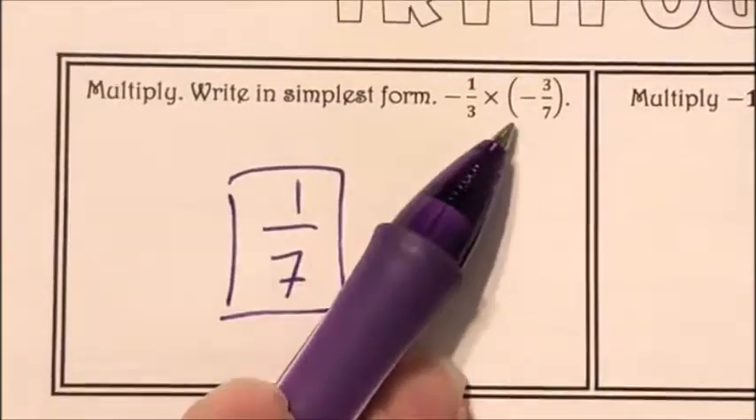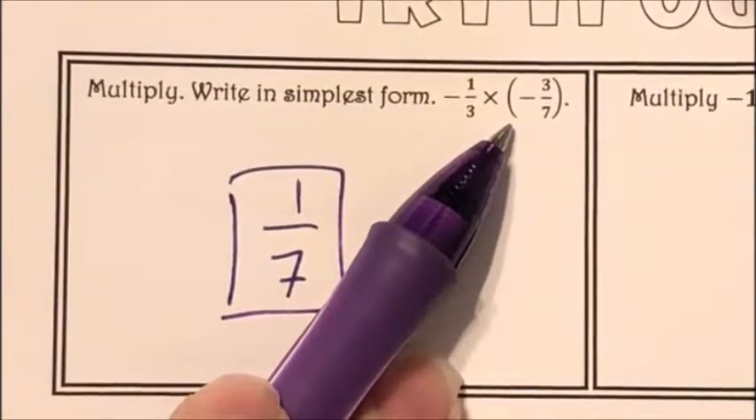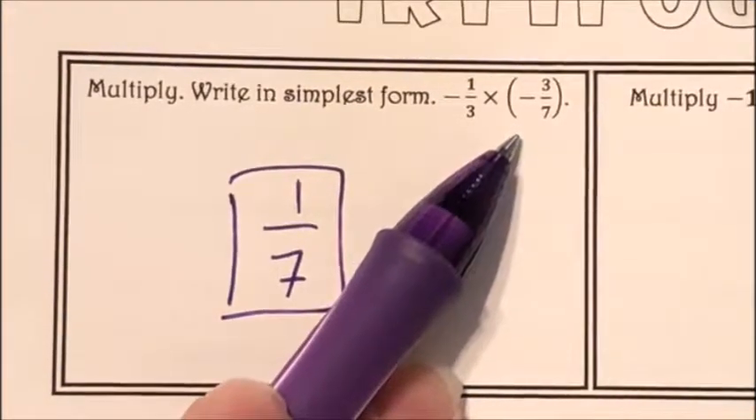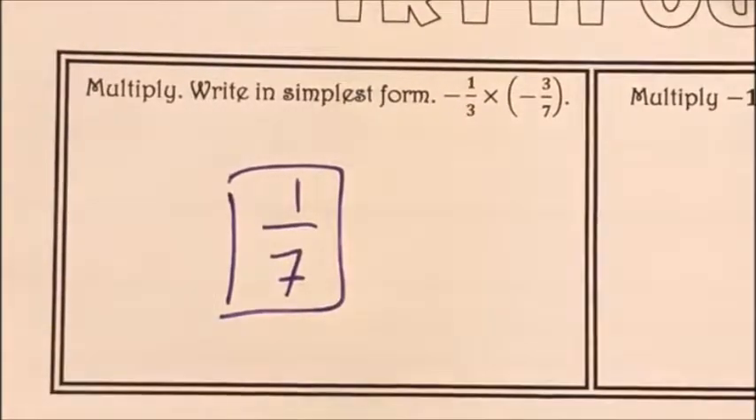Don't forget, negative times a negative does give me that positive answer. Okay. So just to remember back from chapter 3 when we talked about multiplying and dividing positive and negative numbers.